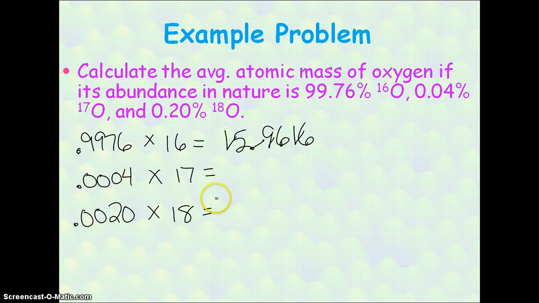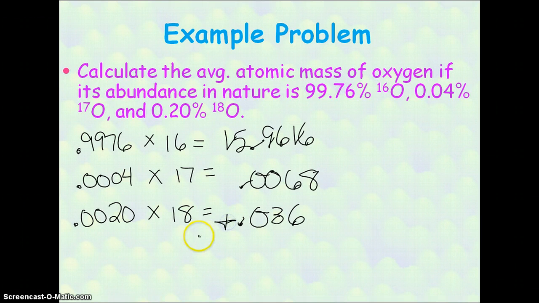We get 0.0068, and then 0.0020 times 18 is 0.036. Okay, now you got to add all those numbers up. So we got 15.9616 plus 0.0068 plus 0.036. So that gives us 16.0044.